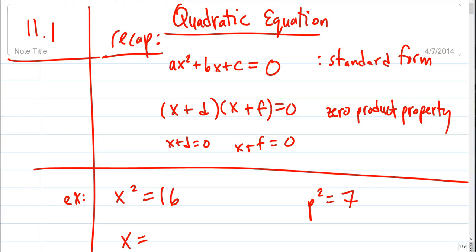For Chapter 11, we're going to get back into the quadratic equations, but we're going to be dealing with ones that are a little more complex. On this one, we're going to be solving quadratic equations using inverse operations. We're going to start with a recap of something you should know.